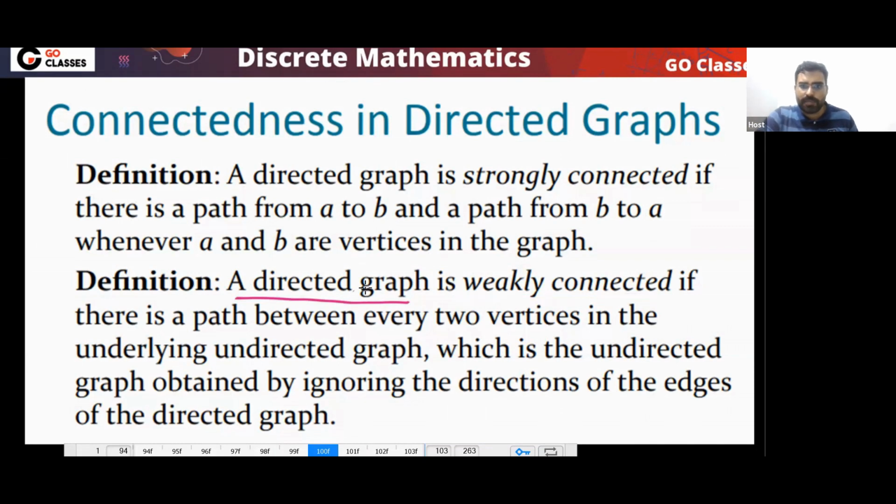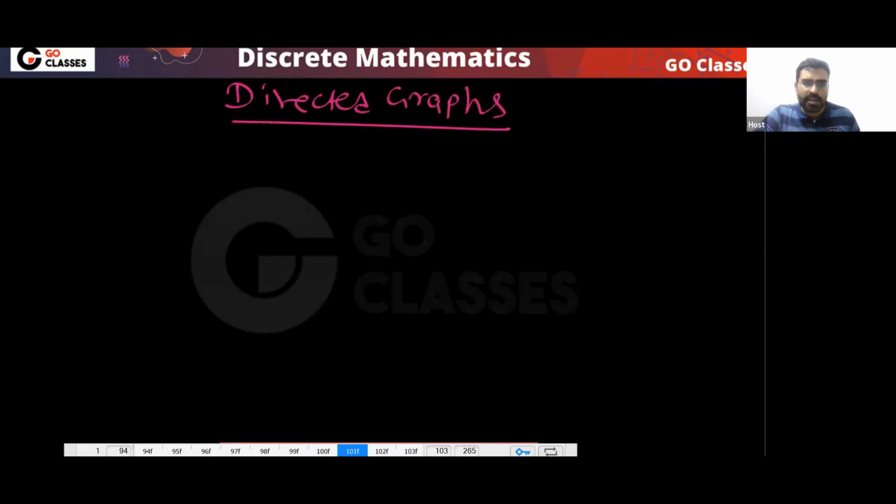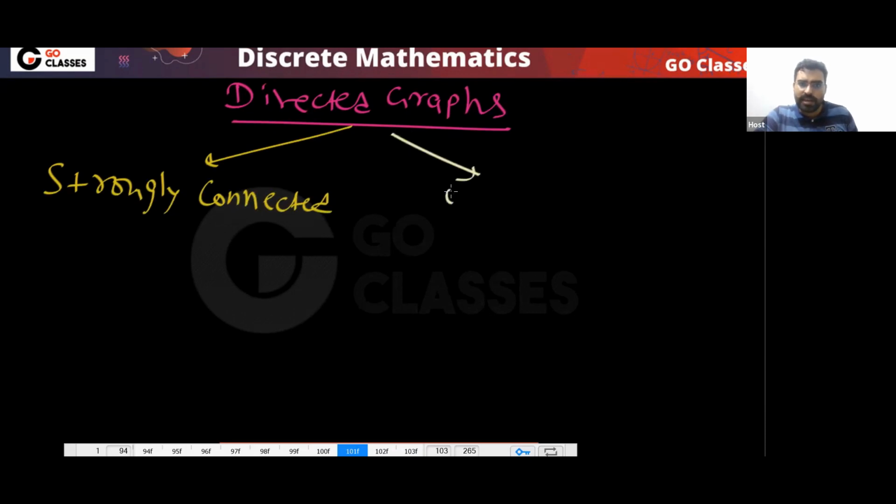The definition is very simple. A directed graph is weakly connected if the underlying undirected graph is connected. So remember, these are the two categories for directed graphs. One is strongly connected, and one important class is weakly connected.